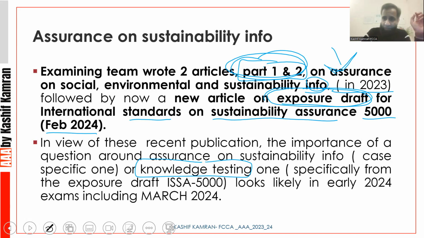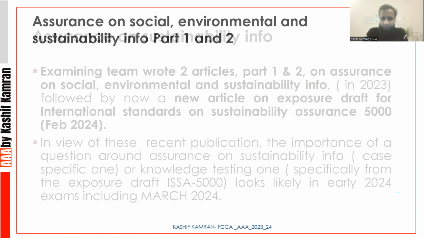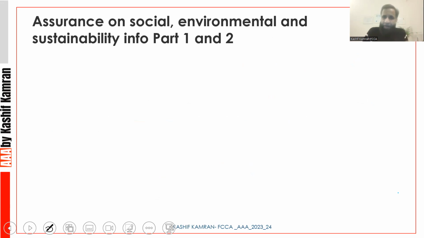Is that clear? Is this bullet clear to all of you, this one? So what are we expecting if a case comes to you? What are we expecting if a knowledge comes to you from within the three articles? Let's take some examples. I'm first doing the part 1 and part 2, the two articles, assurance on social, environmental, and sustainability information, which were published in the last 6 months of 2023, before we come to the ISSA 5000. Because the subject matter of the three is the same, assurance.